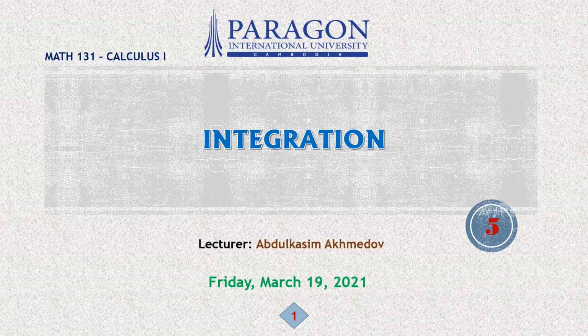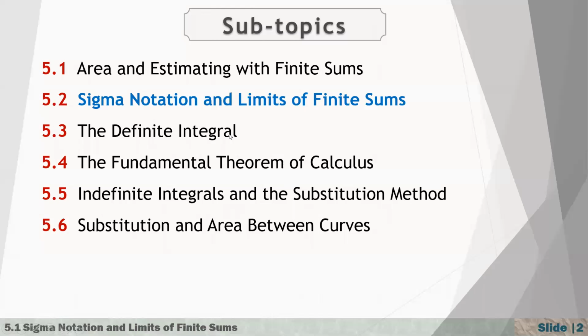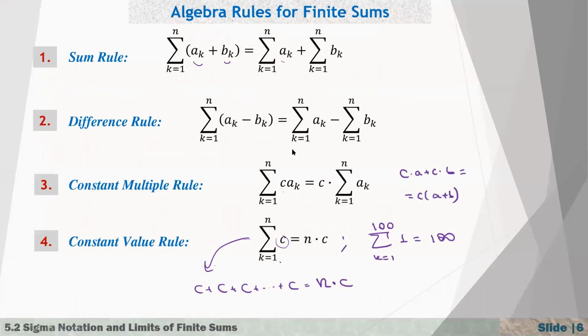As you know, we started chapter 5. It's about integrals, actually definite integrals. We made some introduction, and we have seen how to find the area of a circle. That means we need to use the idea of limit to get the exact area. Yesterday we were talking about sigma notation, and you need to know a few sums to do some calculations.